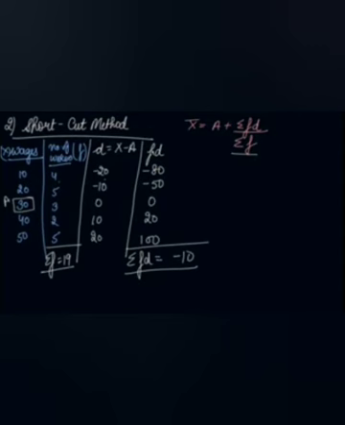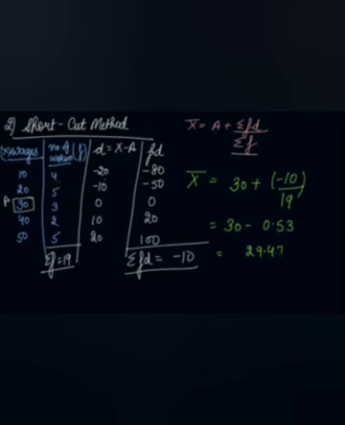We will get summation F, which is equal to 19. Now putting all the values into the formula, we will get the average wages. A, the assumed mean you have taken at 30, plus minus 10 divided by 19, which is equal to 30 minus 0.53, which is equal to 29.47. Again you will have the average wages of the worker as rupees 29.47, which is the same as we found in the direct method.